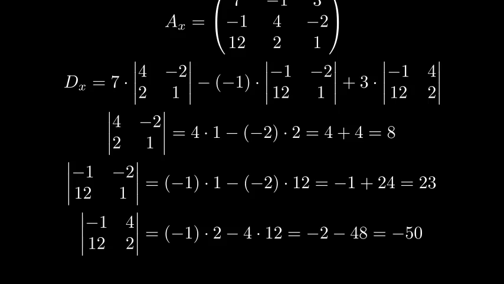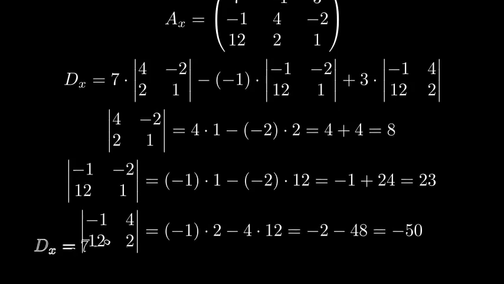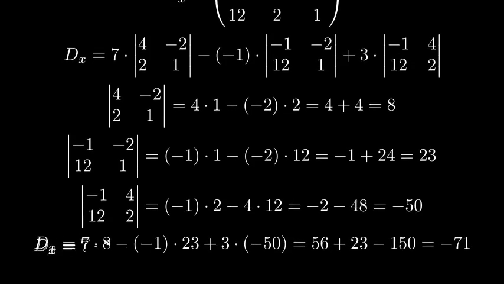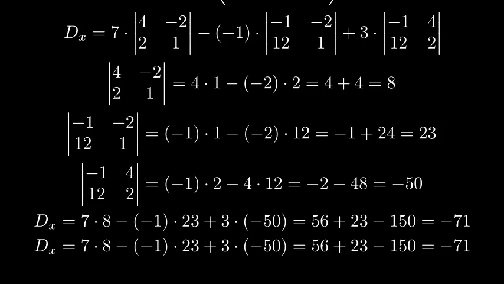Now we can calculate the determinant D_x. D_x equals 7 times 8 minus negative 1 times 23 plus 3 times negative 50, which equals 56 minus negative 23 minus 150, which is negative 117.